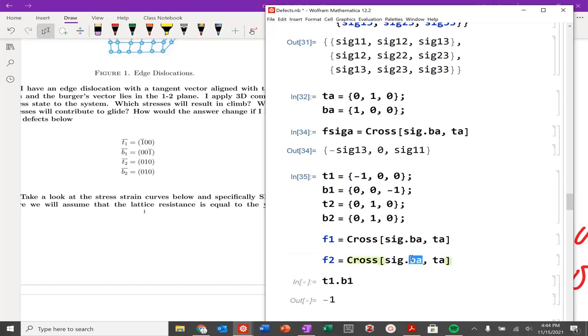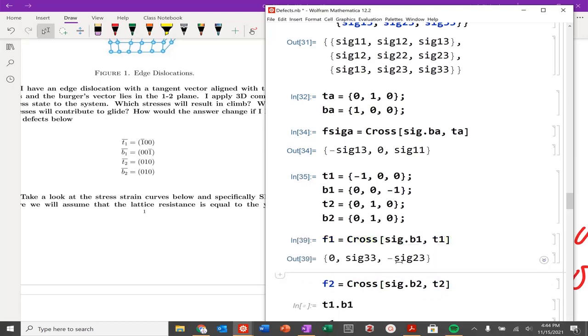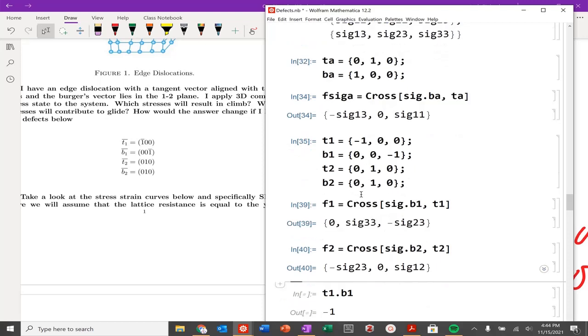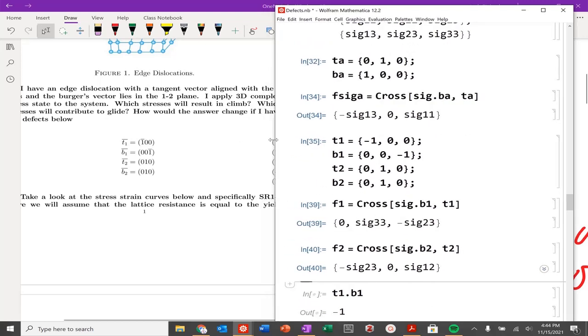Sig dot B2, T2, B1, T1. So here and here. So how the answers change, again, what is our glide plane? If we want to figure out our glide plane, we actually have to find the normal.